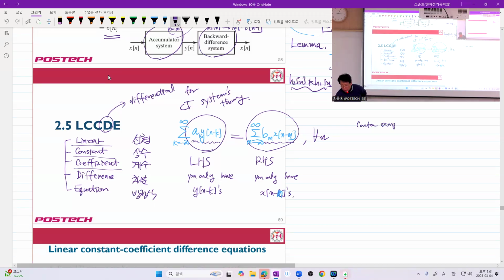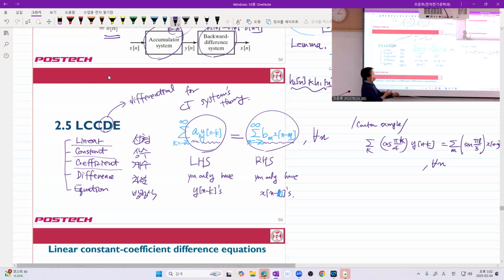So suppose you have something like this. Counter example. Suppose you have cosine of n times y of n minus k equals m times sine of n, something like that. Is it an LCCDE? No. Even though the left-hand side is a linear combination of outputs for fixed n, okay? Fixed n, and just look at that.